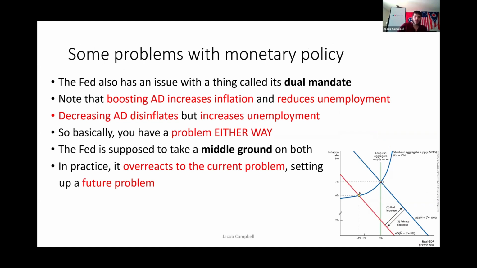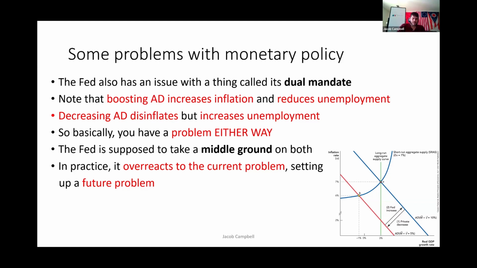Another big problem that the Federal Reserve has stems from a thing called its dual mandate. So back in the day, and by the day, I think it's like the 1950s, Congress gave some instructions to the Federal Reserve. They said, you are supposed to focus on balancing unemployment and inflation.